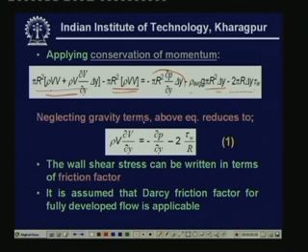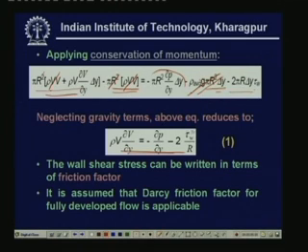Now, if you neglect the gravity term, because this term is normally very small compared to the other terms, you can neglect this term. And when you manipulate this equation, you find that this pi r square term gets cancelled, and this term gets cancelled here with this term. So, finally, you get this equation. This is the equation for the conservation of momentum for the control volume.